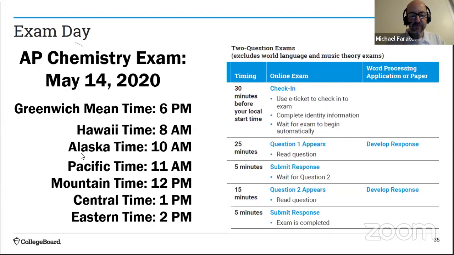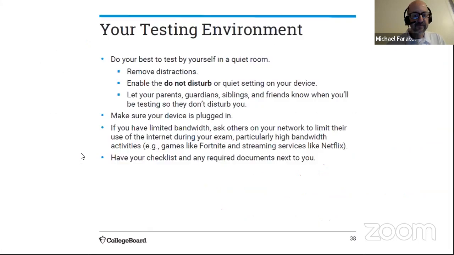There are 2 free response questions on the AP exam this year. And you'll have 25 minutes and then 5 minutes to upload the first question, and then 15 minutes and 5 minutes to upload the second question. Again, you'll want to make sure that on exam day, you set up a good environment that limits distractions and make sure that you're all prepared with your technology.